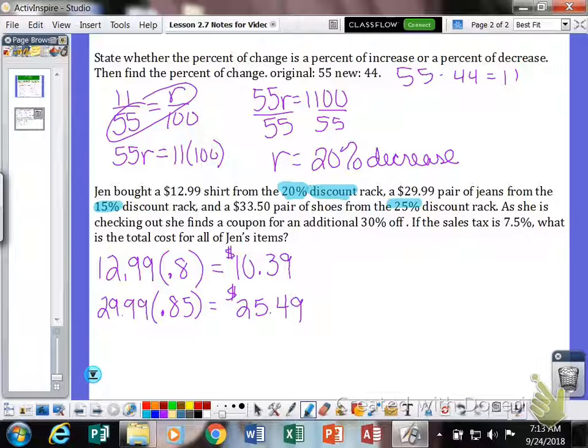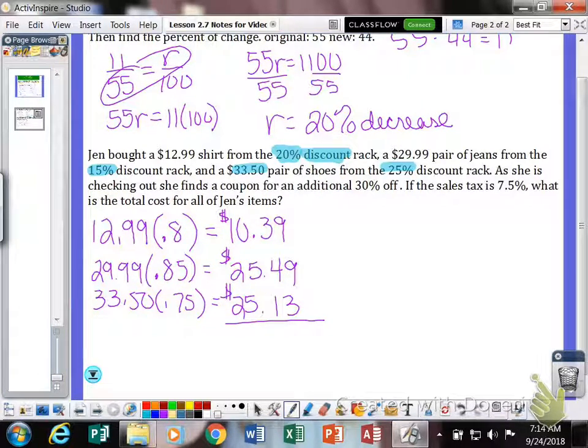And then she has 25% off of a pair of shoes. $33.50 times 75%, because that's the price she's paying, because she's saving 25%. $33.50 times 0.75, and that's $25.13, because we round. Okay, so then what I do is I add all of these up. $10.39, $25.49, and $25.13, and I get $61.01. So her subtotal is $61.01.